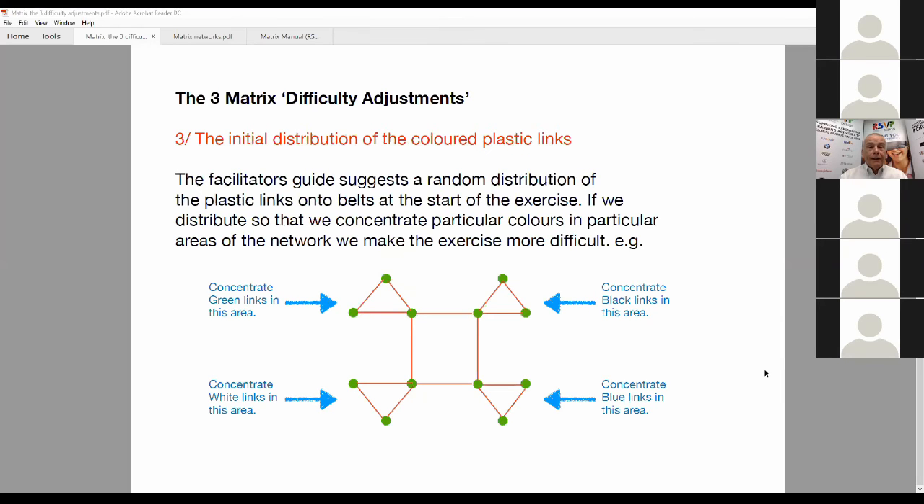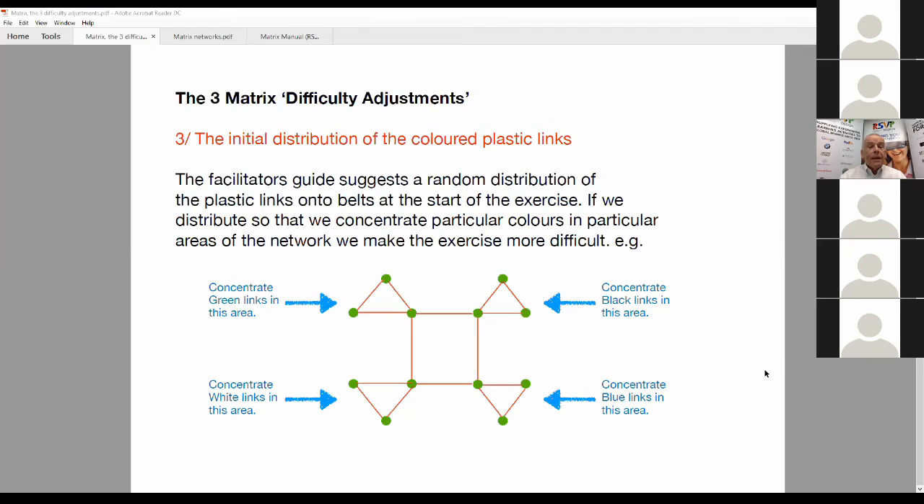The final adjustment, and this is probably the most subtle and the one that I tend to use most often, is the initial distribution of the coloured plastic links. Remember in the video I did that on a completely random basis, but it doesn't have to be on a random basis. If we distribute the coloured links so that we concentrate particular colours at different areas of the network at the start of the exercise, it will make the exercise more difficult.